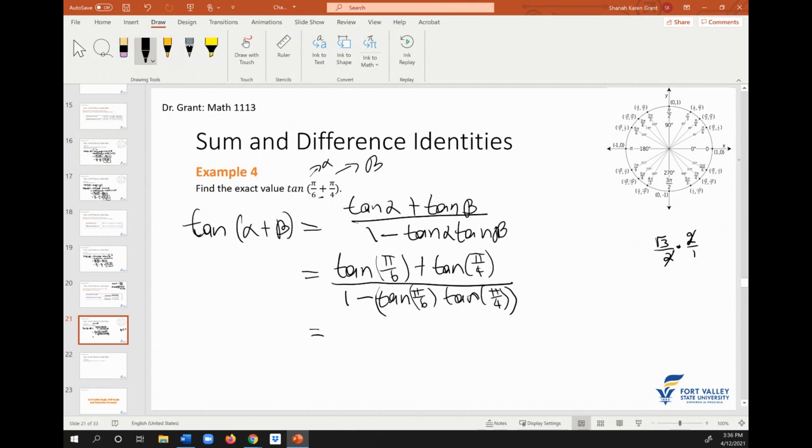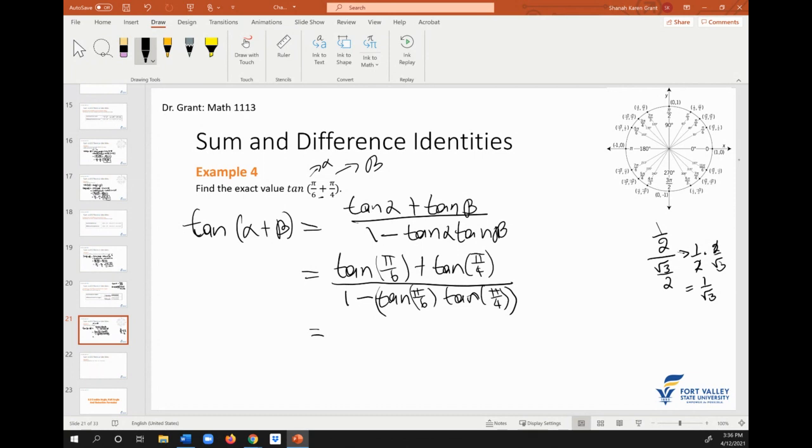Oh, I did cosine. Oops. So this should be 1/2 sine over cosine. There we go. Divided by root 3 over 2. Okay. And so keep, change, flip. So it's going to be 1/2 times 2 divided by root 3. These cancel, so you'll have 1 over root 3.